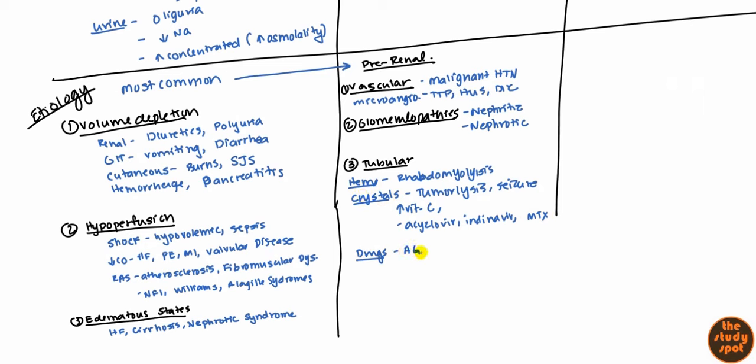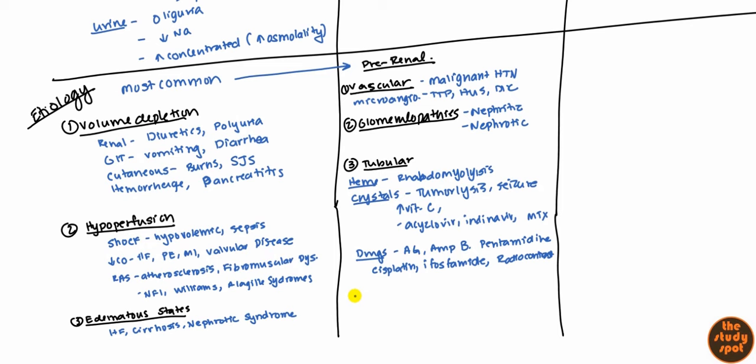These are going to be aminoglycosides, the antibiotics, amphotericin B, which is an antifungal. We also have pentamidine, which is another drug, cisplatin and ifosfamide, which are both chemotherapeutic agents. And finally, you have the radiocontrast material that's sometimes used in imaging. So these are all your tubular causes. That's something to keep in mind.